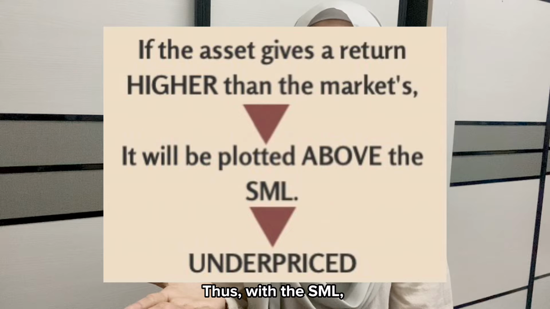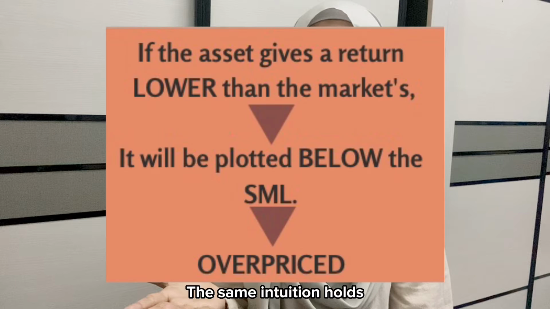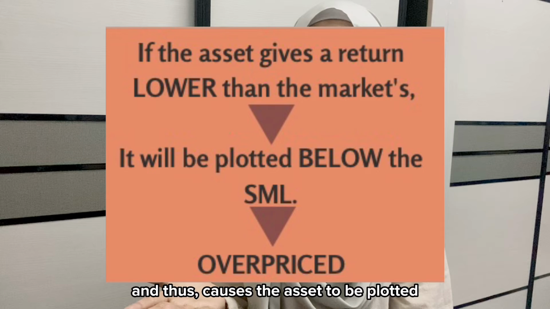Thus, with the SML, if an asset is providing too large a return, it means that it's underpriced. The same intuition holds for when an asset is overpriced. The price of the asset is too high, which eats away at the returns the asset provides, and thus causes the asset to be plotted below the security market line.